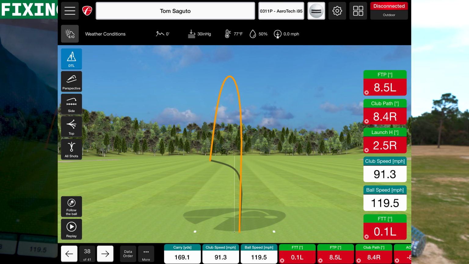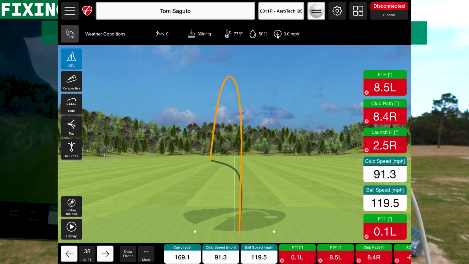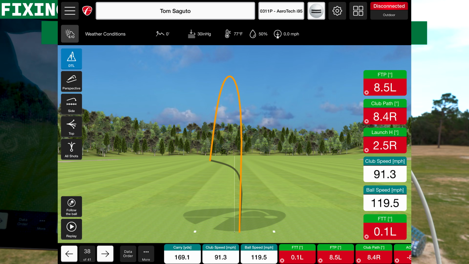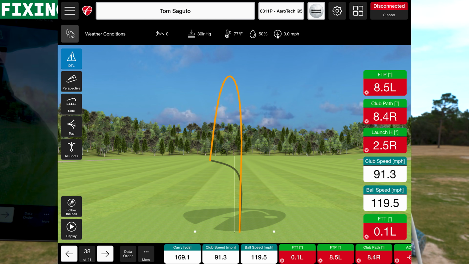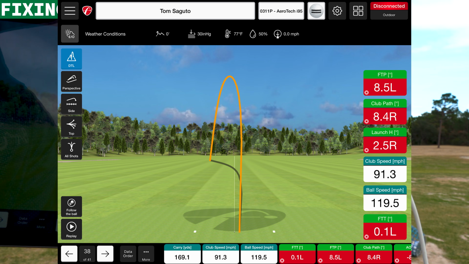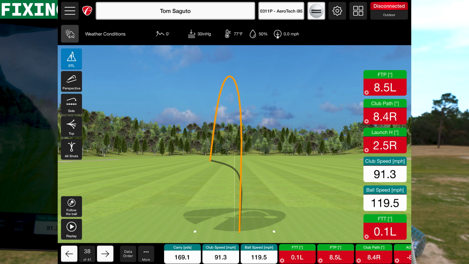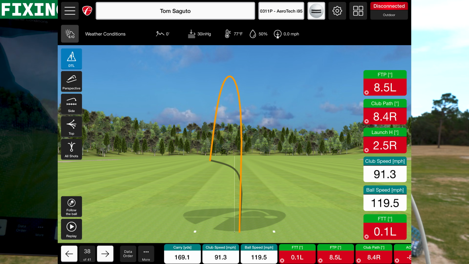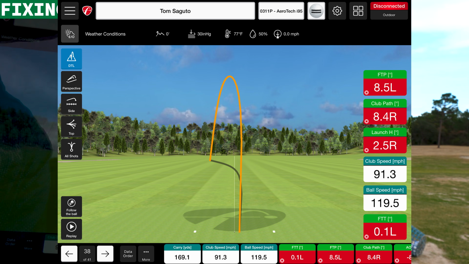See the face to path. The face is 8.5 degrees left. The path was out to the right. So I changed the path from left to right and introduced the draw, and the face is close to that path. The face was square there, actually 0 degrees. The path was out to the right, so the ball's always going to curve left. So the ball started straight, basically, and curved left. That's how you would go about fixing slices.